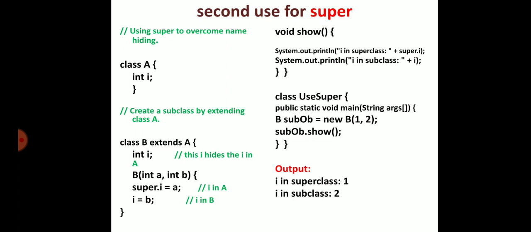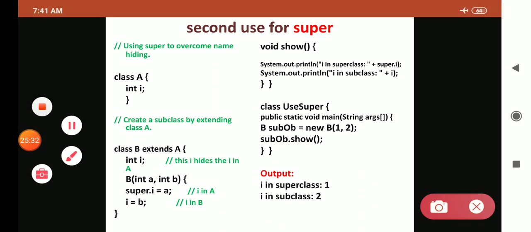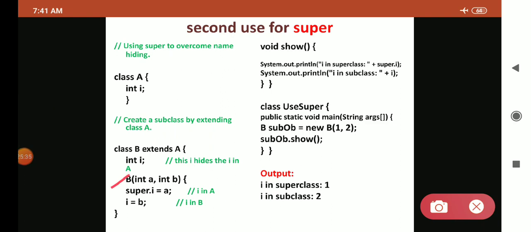So let us try to understand. See here, there is a constructor B and it is taking two parameters A and B. Now if you observe, super.I = A. If I simply write I = A, then it will be with respect to class B. But I want to change the value of I which is present in A. So in that case, I'll write super.I = A. It will be changing this I, not for B. If you simply write I = B, then it is with respect to B. So here you can see this I is in B, whereas the first one I is in A, because it was with respect to super.I = A.